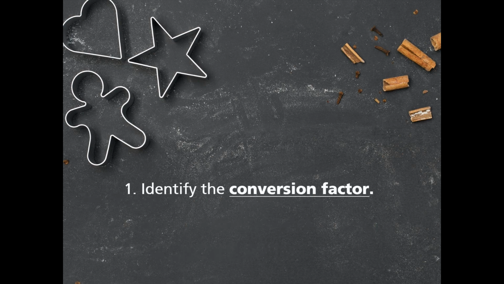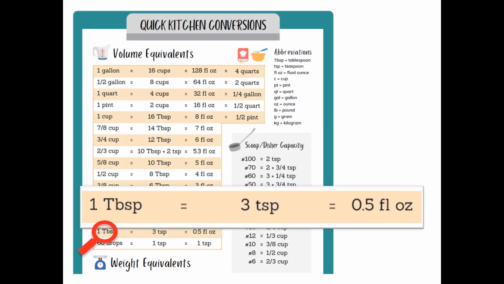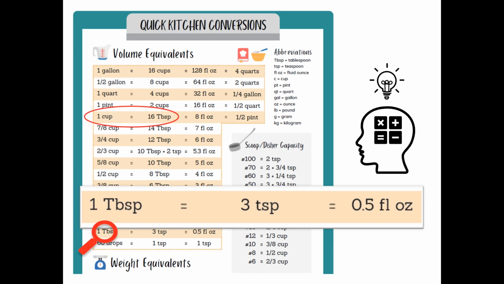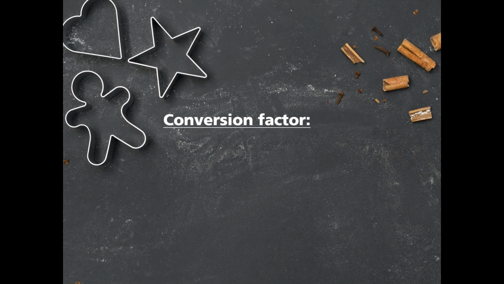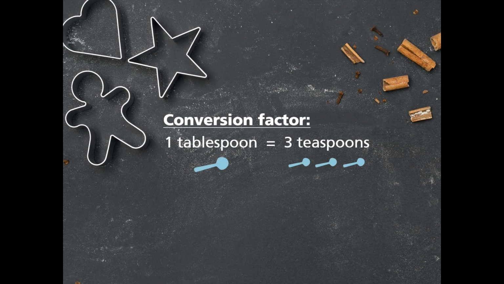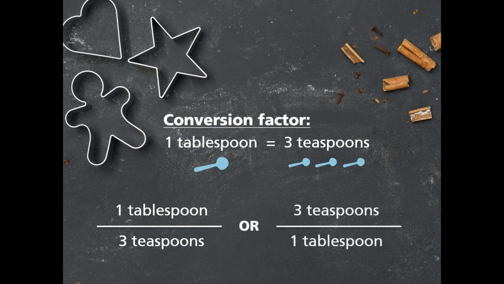First, we identify our conversion factor. For this problem, we are converting from tablespoons to teaspoons. You might already know that there are 3 teaspoons in 1 tablespoon, or that there are 16 tablespoons in 1 cup. Converting between kitchen measurements will always be faster if you have some of these conversion factors memorized, but you can always refer to a chart like this one to double check. So, our conversion factor is 1 tablespoon equals 3 teaspoons. You can write this as 1 tablespoon over 3 teaspoons, or 3 teaspoons over 1 tablespoon.